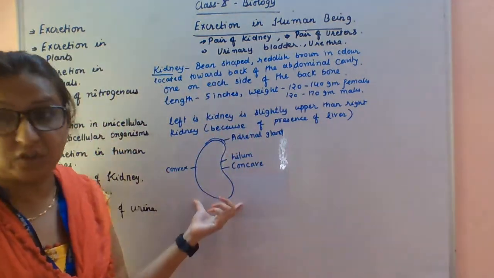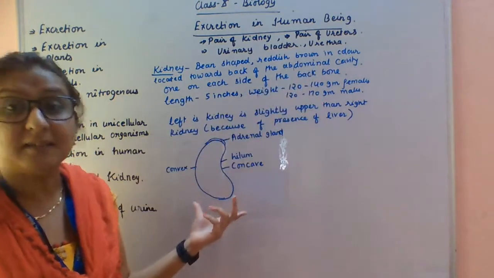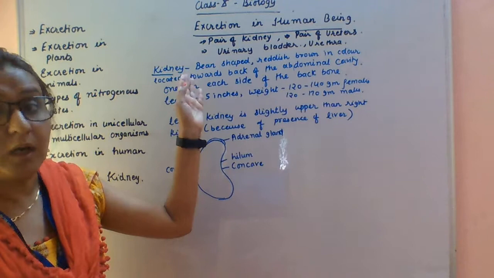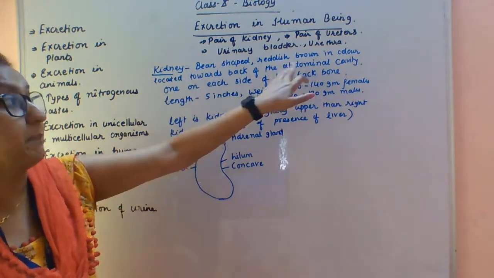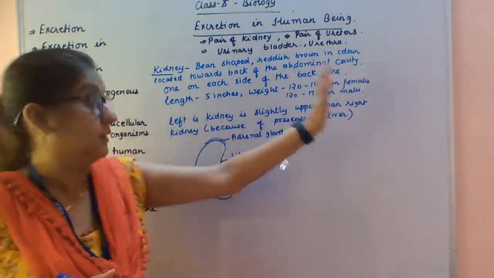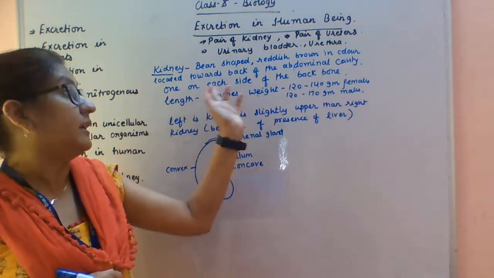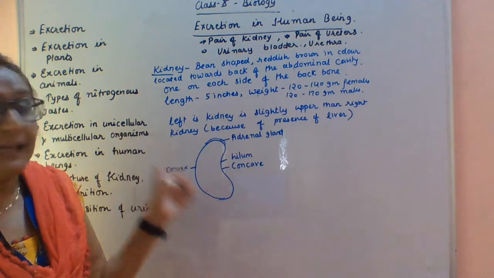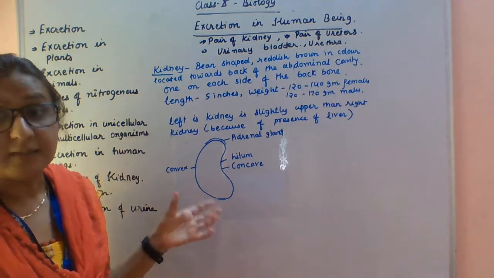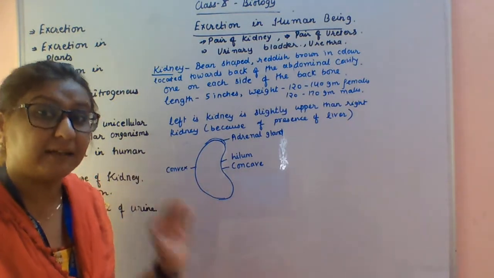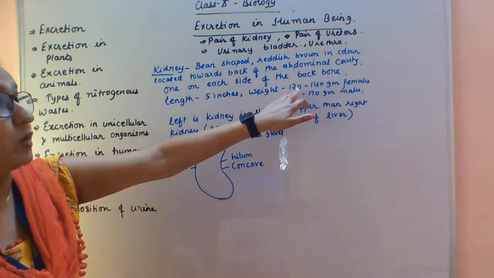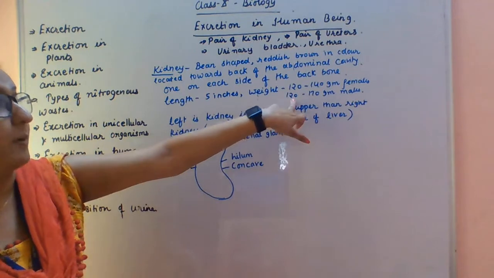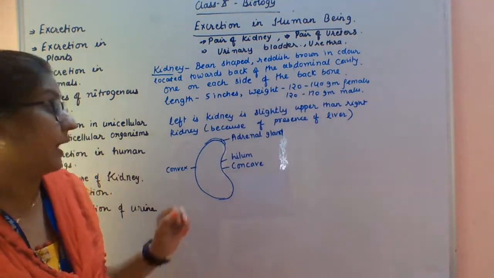The kidney is bean shaped, reddish brown in color, and it is located towards the back of the abdominal cavity, on each side of the backbone. The length of the kidney is about 5 inches. Weight varies in females and males. In females it's about 120 to 140 grams, whereas in males it's about 120 to 170 grams.